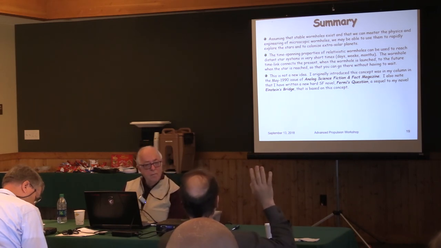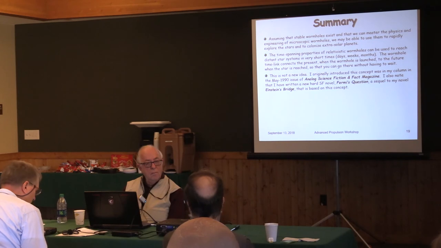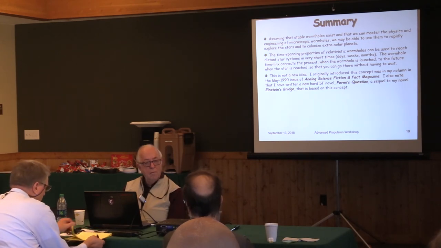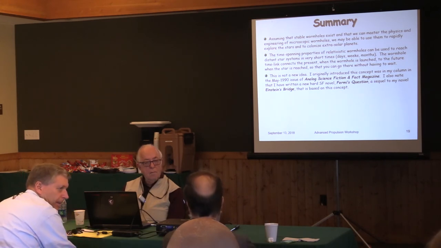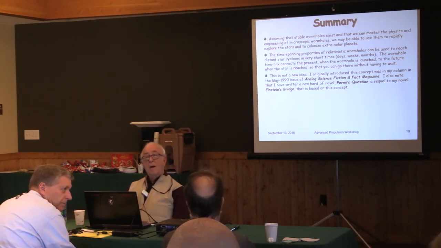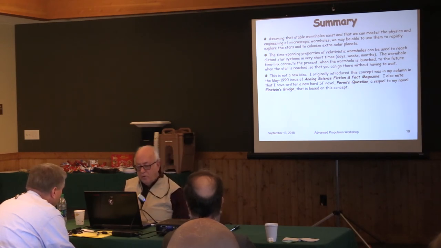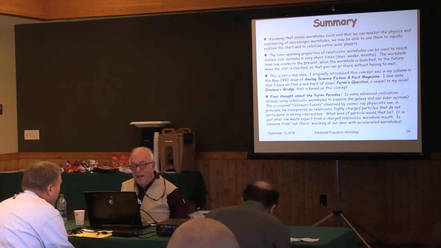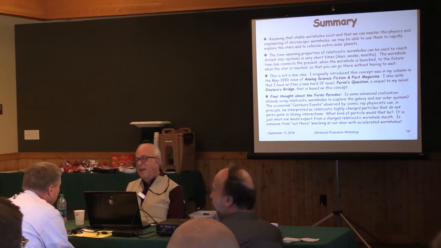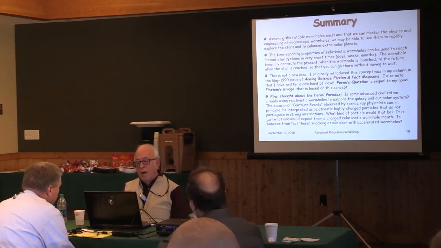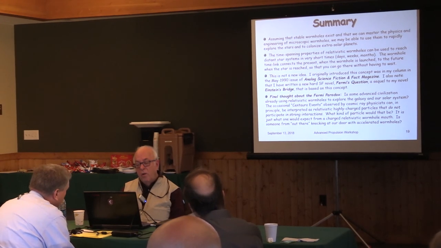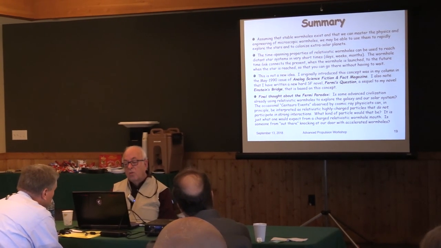Yeah. If an advanced civilization from far, far away is able to have this technology and they use it to produce a wormhole that connects to our vicinity, what would be the observational astronomy? That's a wonderful question, Jose, and it turns out that's the next point. This is in terms of the Fermi paradox. Is some advanced civilization already using relativistic wormholes to explore the galaxy and our solar system?